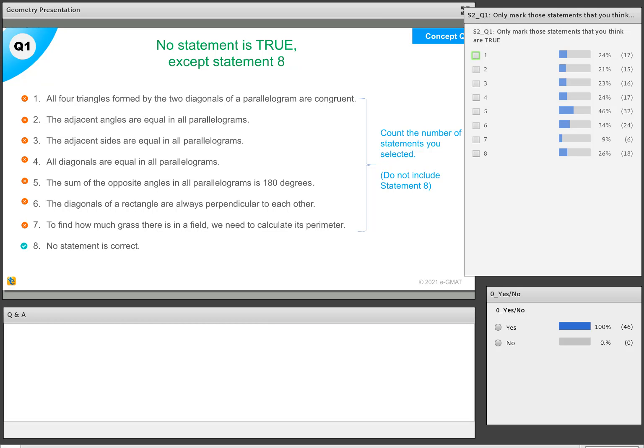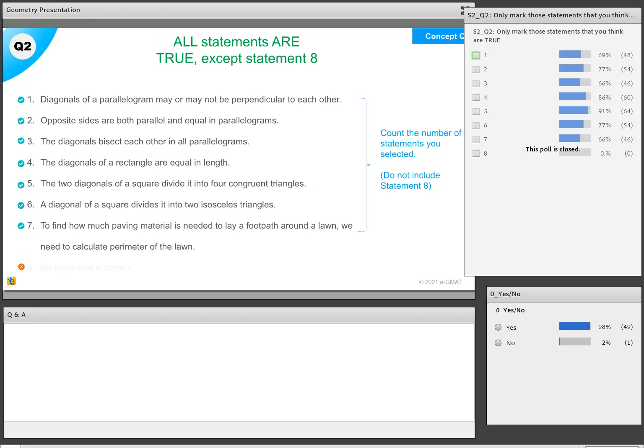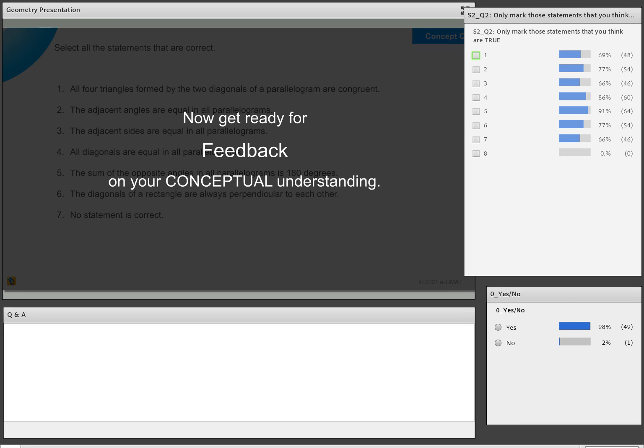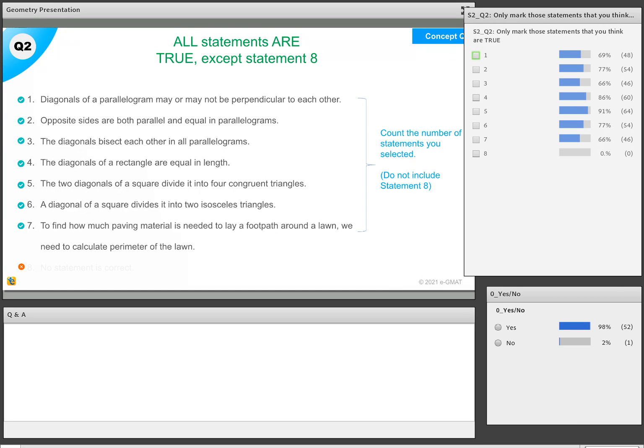And we're going to do the exact same drill for the second set as well. All right, and I'm going to show you the second set now. Here it goes. Here are the results. Do the exact same thing. Count the number of statements you selected. Press yes when you're done.